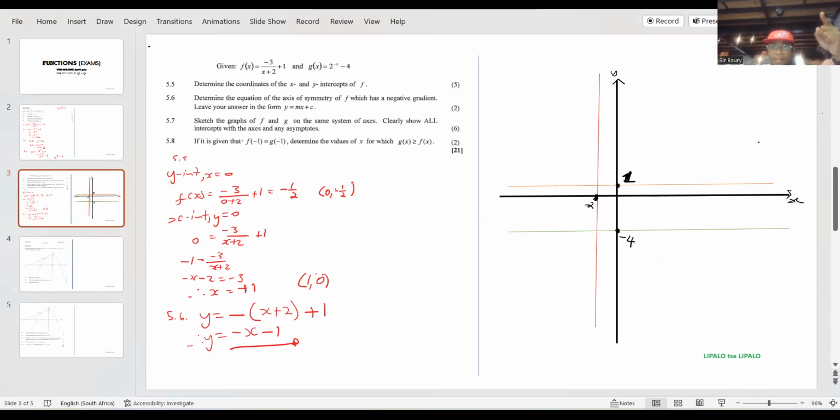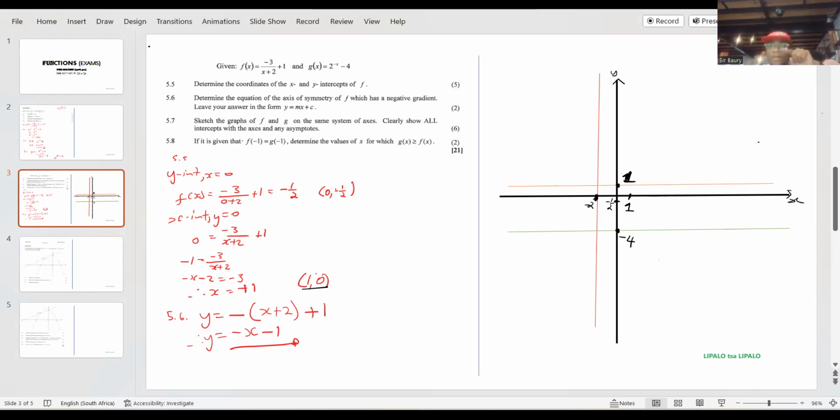And then followed by intercepts. The x-intercept, I have 0, 1, sorry, 1, 0. So I'm going to have 1 here. Then I also have negative half. So this will be negative half here. Good. And then you simply join.